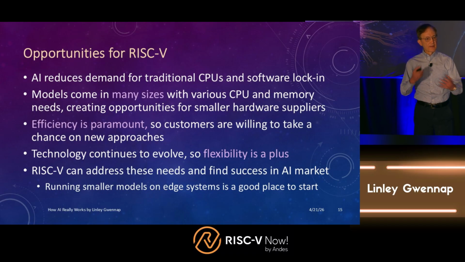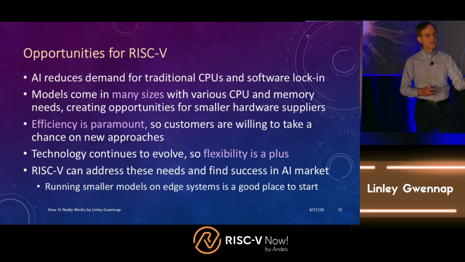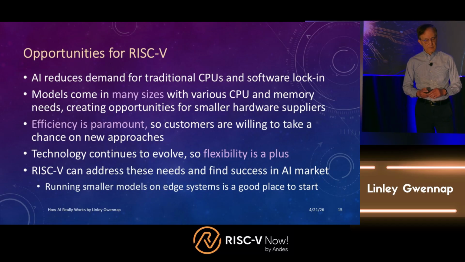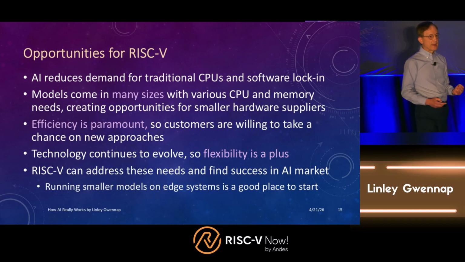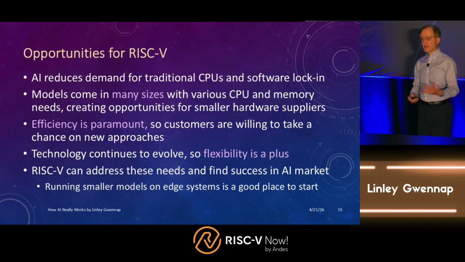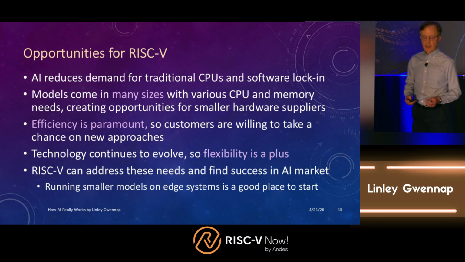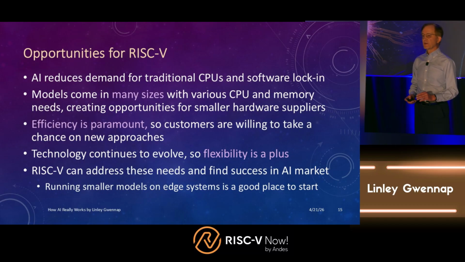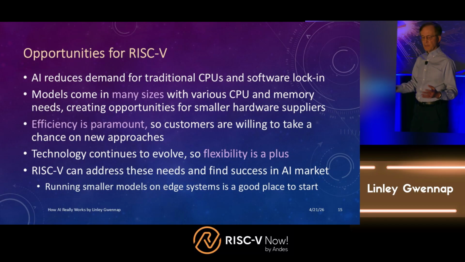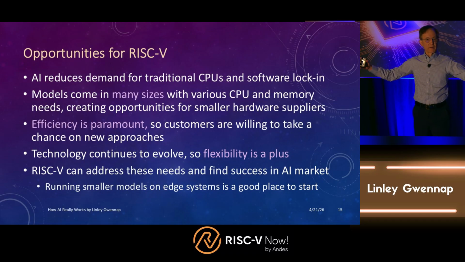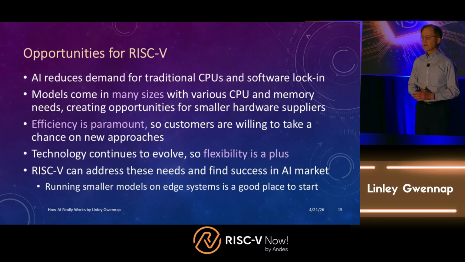And I think there's a lot of different implementations of AI I mentioned in my book. So I think you can start with smaller models. You don't necessarily have to go head-to-head with Nvidia in the data centers. And so I think there are definitely opportunities for RISC-V in the AI market. And probably the best place to start is with these smaller models, and then eventually get up to a bigger role in the market. So that's what I've got for you today.